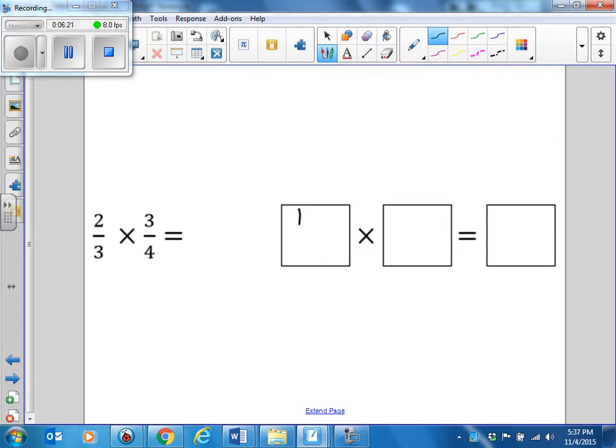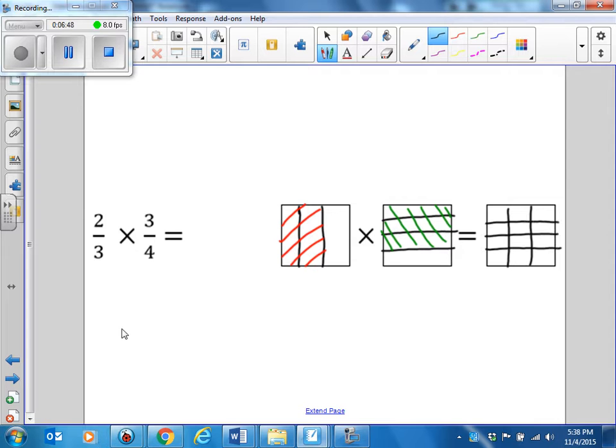So I'm going to divide this one into thirds. Okay? And then I'm going to divide this one into 4 pieces. And I'm going to have to shade 3 of them. So let me shade 2/3. Okay, now I'm going to shade 3/4. And now I'm going to overlap these. Okay, now this one's a little bit more challenging.